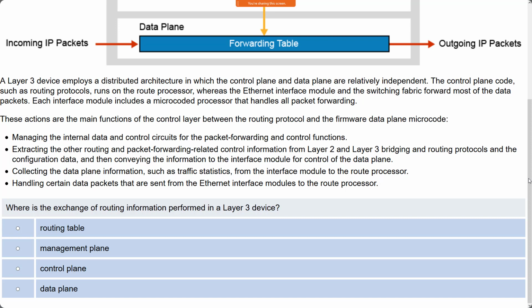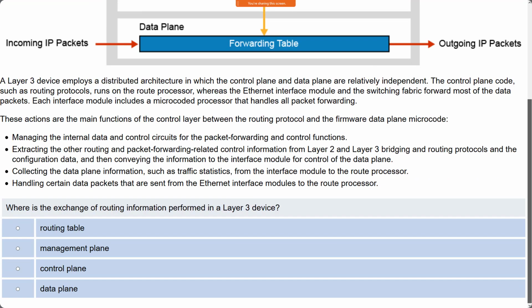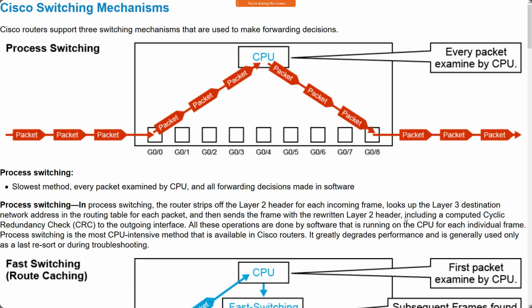All right, where is the exchange of routing information performed in a layer 3 device? Well, that's going to be at the control plane. That means the hello packets that we have, the adjacency information that gets exchanged between routers, that happens at the control plane. Okay. Now I mentioned this briefly.